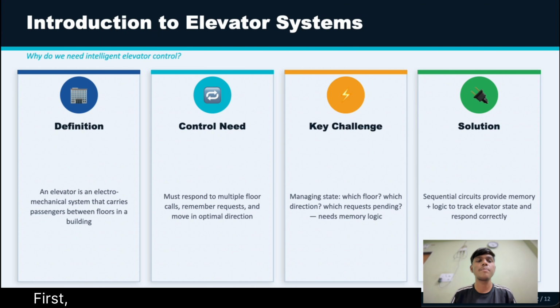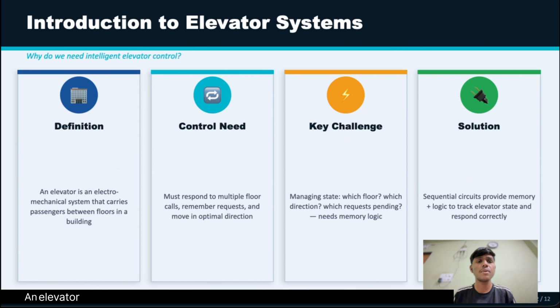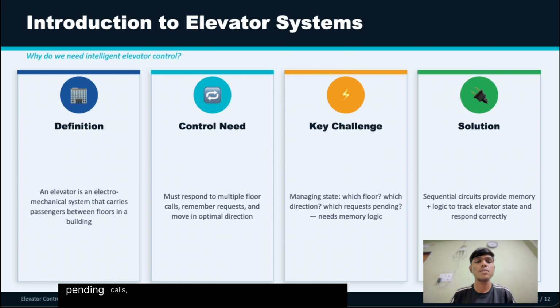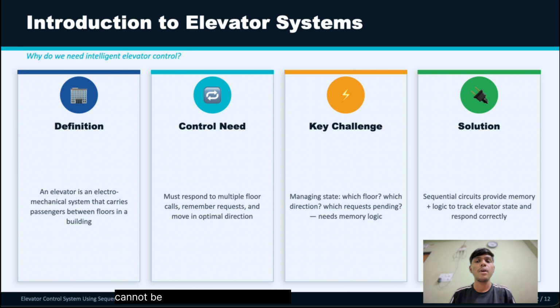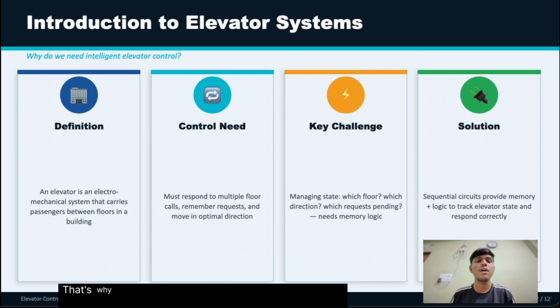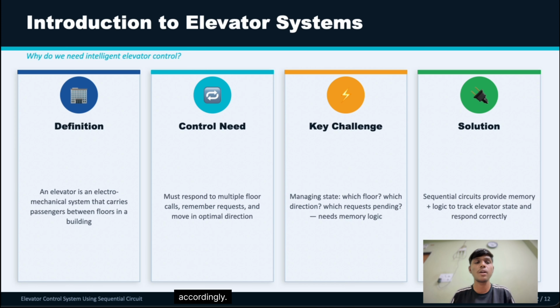First, let's understand what an elevator system is. An elevator system is an electromechanical system that carries passengers between floors. But the challenge is not just moving up and down. The system must handle multiple requests at the same time, decide direction, remember pending calls, and serve them efficiently. This requires memory and decision making capability which cannot be handled by simple circuits. That's why we use sequential circuits, which can store past information and make decisions accordingly.